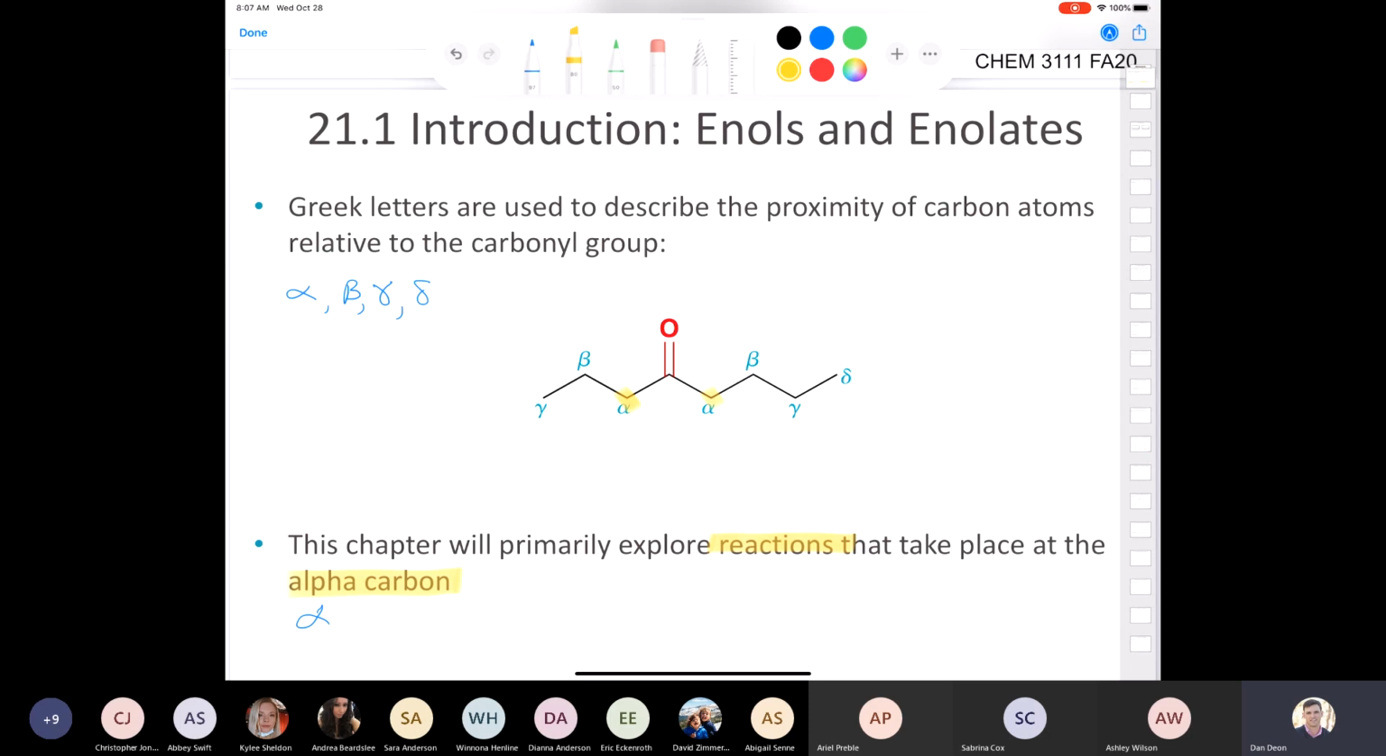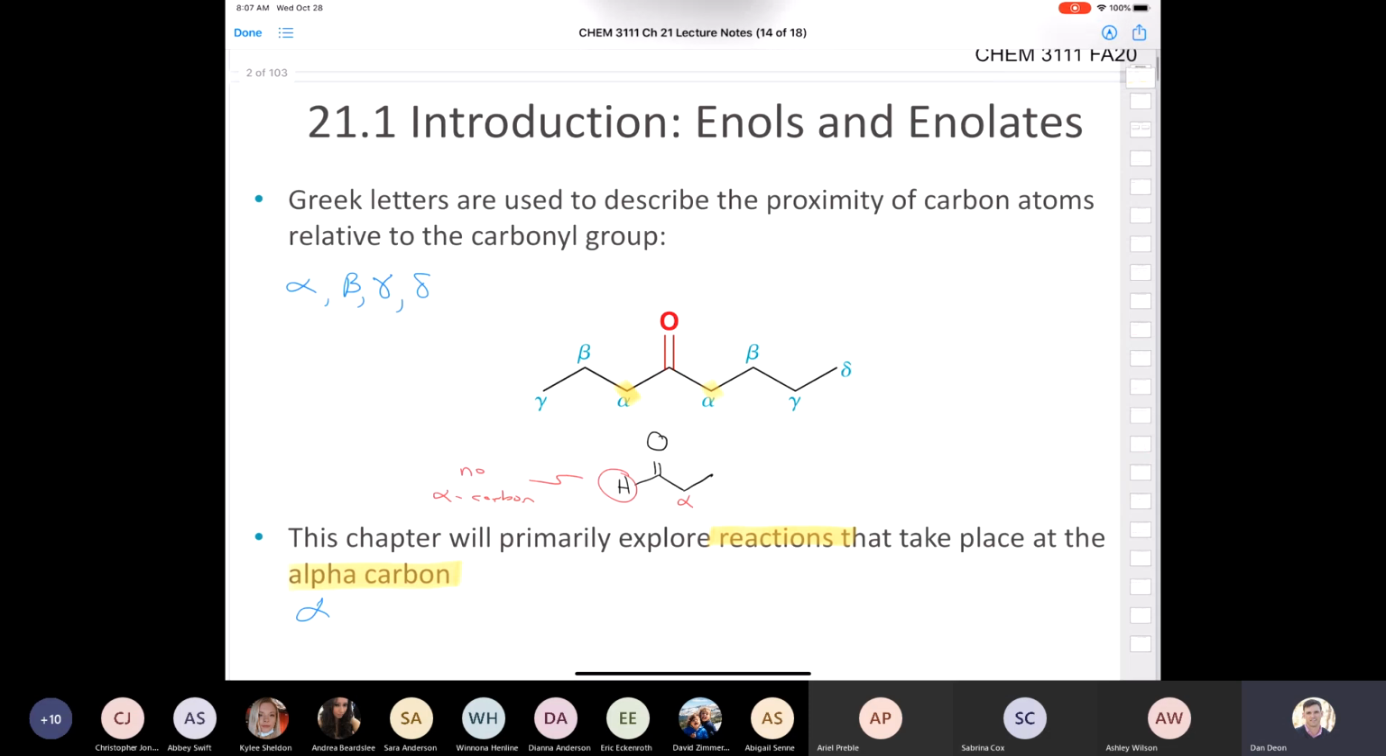Let me explain what I mean by that. If we were to draw a generic structure, let's draw propionaldehyde, so we'll put our hydrogen here. We have 1, 2, 3 carbons like that. So there's propionaldehyde. This is the alpha carbon right here, and on this side, there's no alpha carbon. So for an aldehyde, the side that has the hydrogen obviously has no alpha carbon.